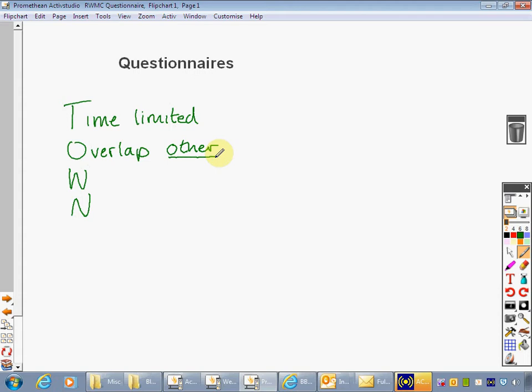The overlap is more about when you're asking a question, perhaps it's about money. How much do you spend on sweets in a month? 0 to £2, £2 to £4, £4 to £6. All of those are incorrect because I wouldn't know where to put the £2. Does the £2 go in the 0 to 2, or does the £2 go in the 2 to 4?